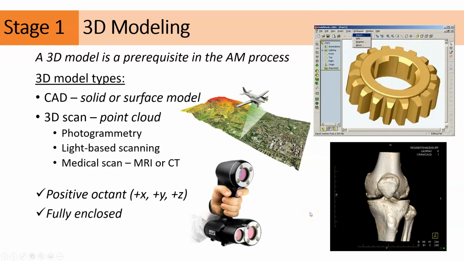The other thing is that the model has to be fully enclosed. That is to say, there can't be any openings in your CAD model. Especially with solid models, you don't really have that problem, but with surface models you can. And of course, with 3D scan data, you can have errors. A 3D model that's not in the positive octant and not fully enclosed will generate errors, and those errors will need to be fixed in the STL file manipulation step.